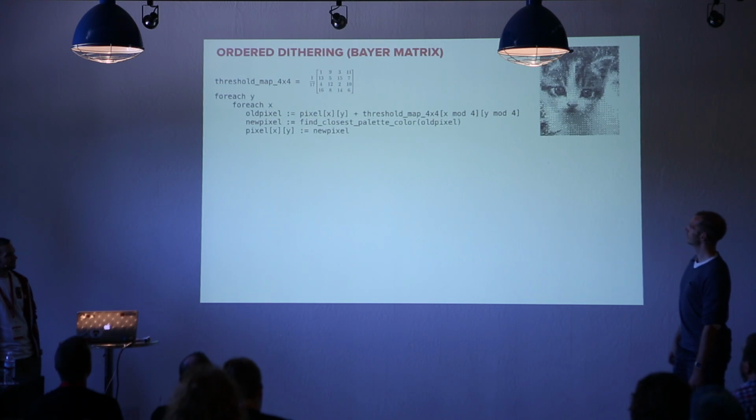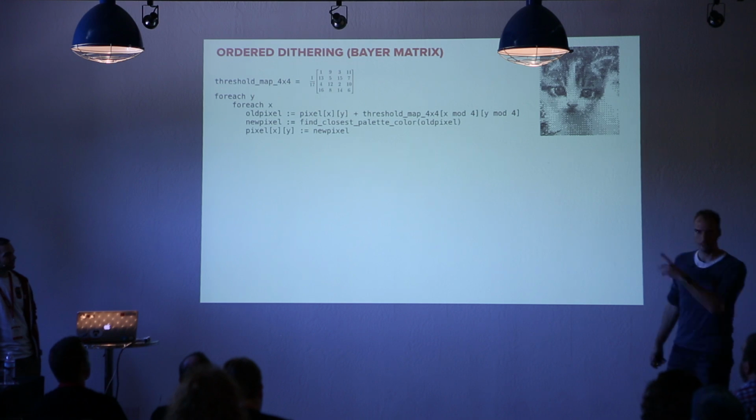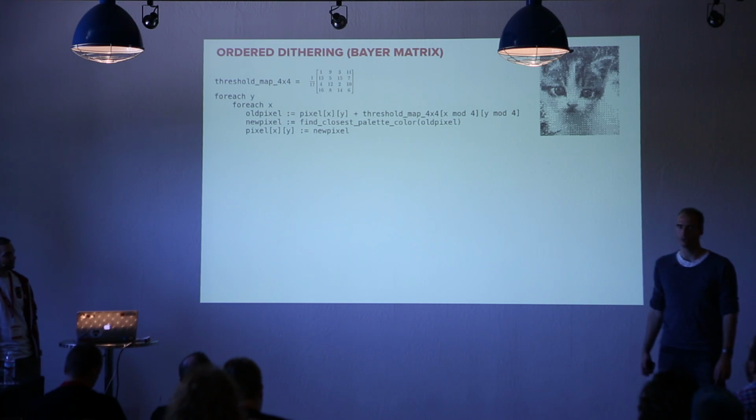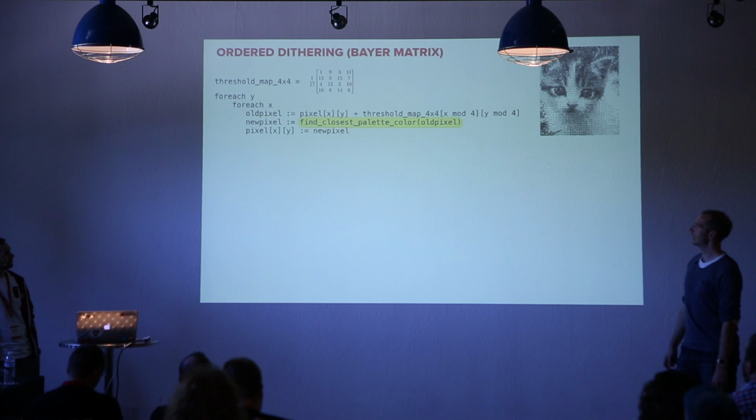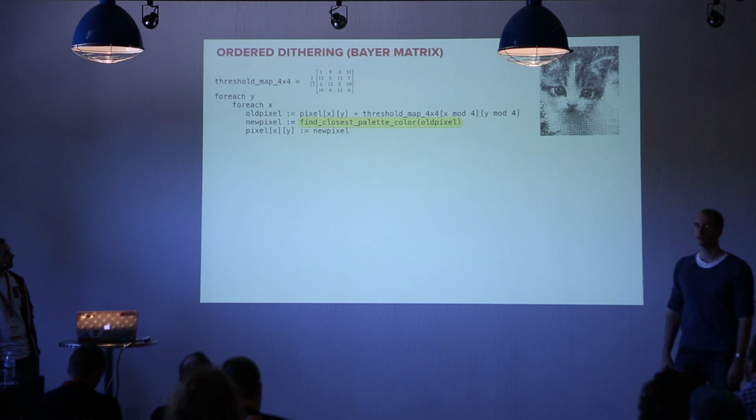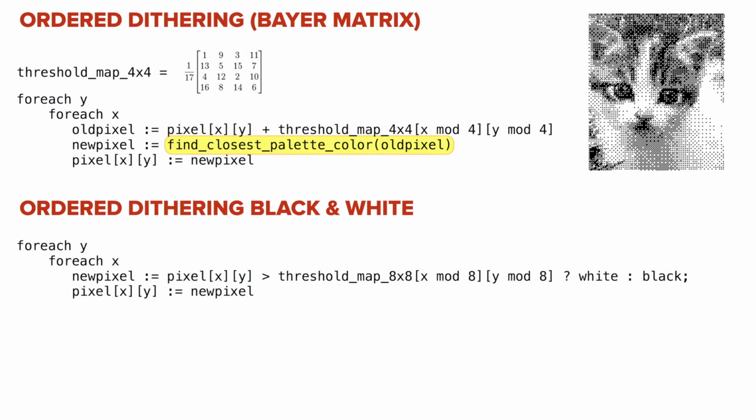So I'm trying to use here, that's a quick recap. That was the ordered dithering algorithm, and it had at one point this find closest palette color based on the palette. Well, if we do that in black and white, we can dramatically simplify that.